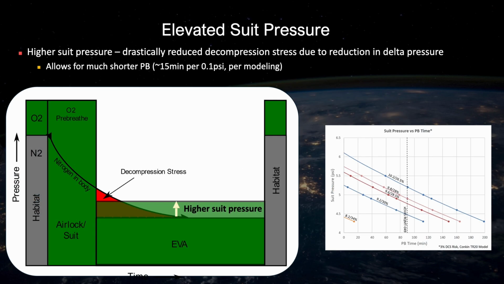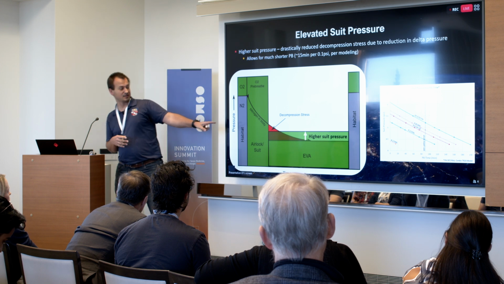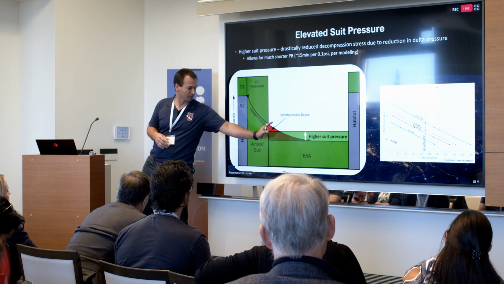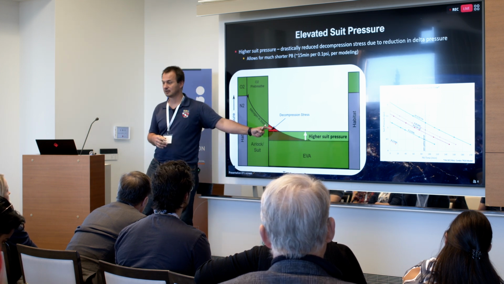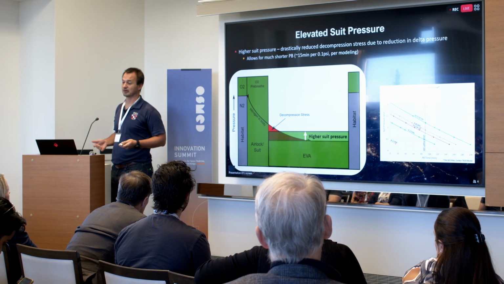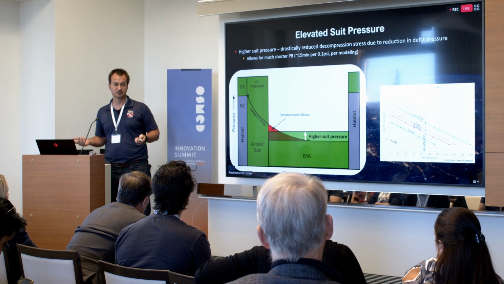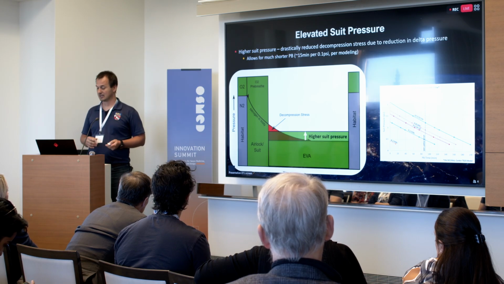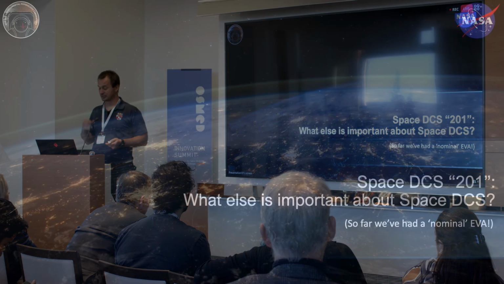Why does suit pressure work so well? You know, how can we go from 150 to 50 minutes? It's basically we're cheating on this graph. So instead of moving the line over this way by more pre-breath, we're just changing this here. But effectively, we're just making that red triangle smaller. And so that's what we're doing, right? We're just trying to get rid of that decompression stress. We're going to make that red triangle as small as possible. So elevated suit pressure is great.